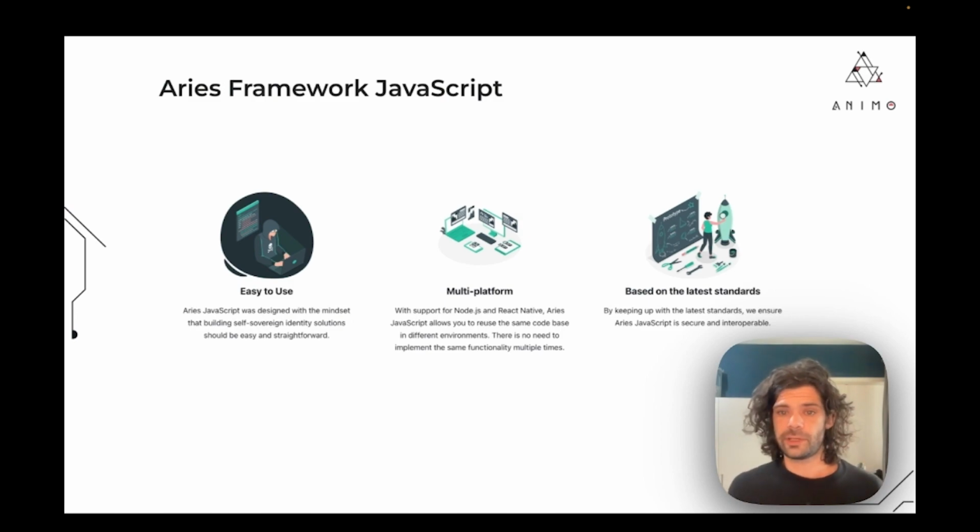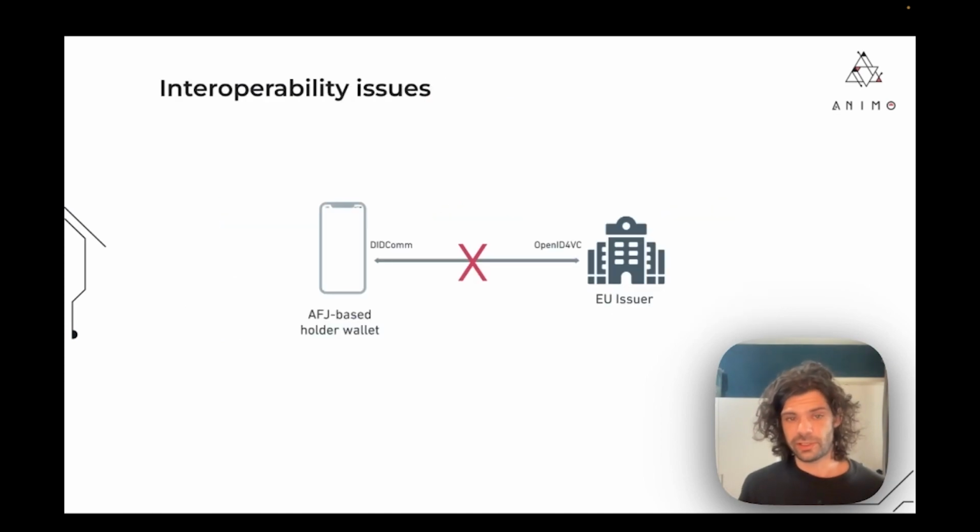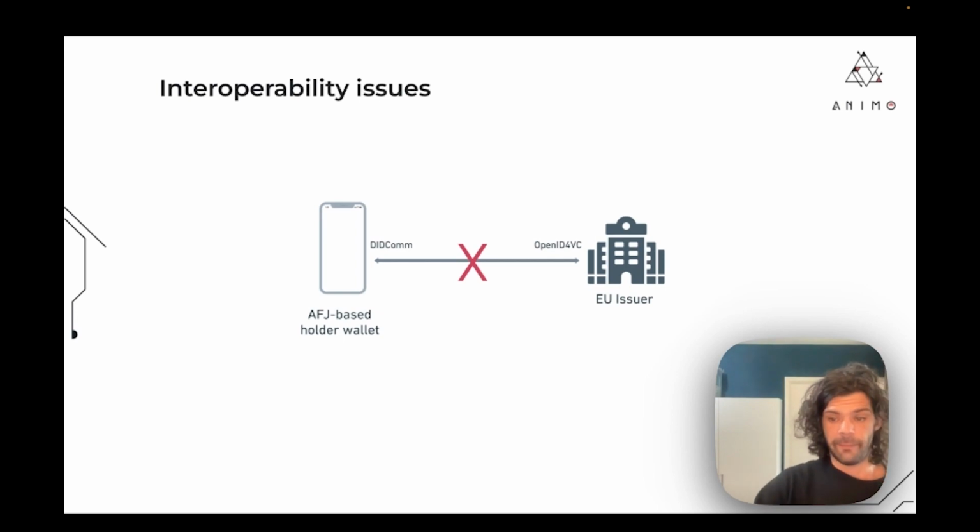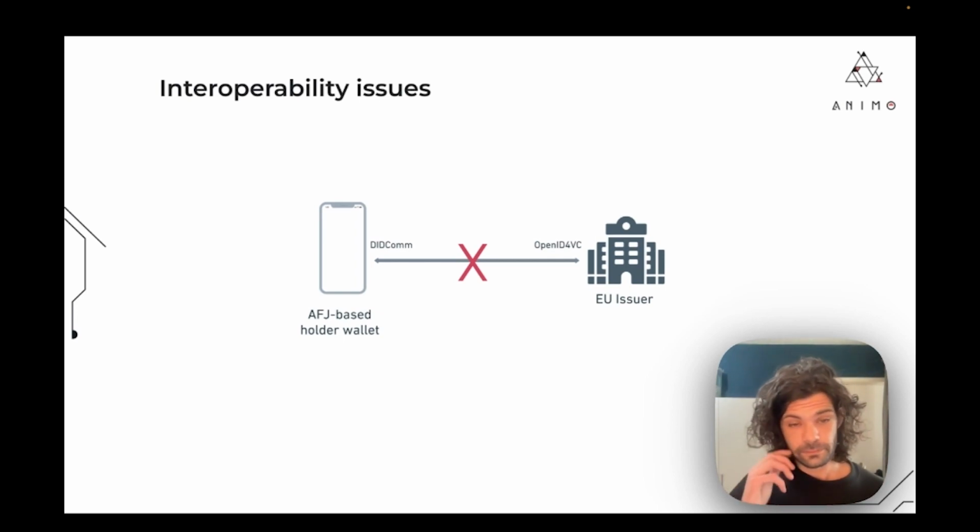However, Aries framework JavaScript was built on a different set of standards than those outlined in the ARF. What this essentially means is that currently Aries framework JavaScript based wallets are not able to talk to European issuers and verifiers. And as you can imagine, that is quite problematic, because my ability to receive credentials or prove things about myself should not be limited by technical choices that are being made.